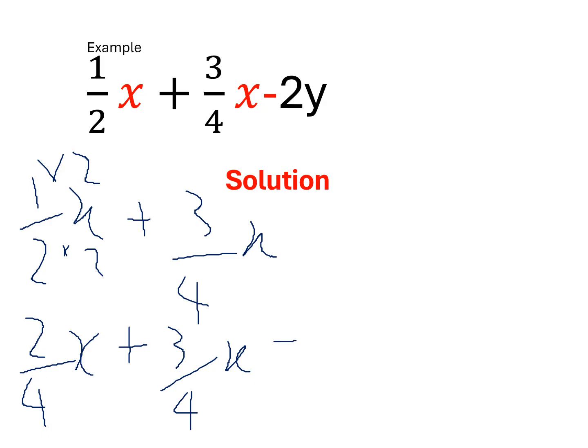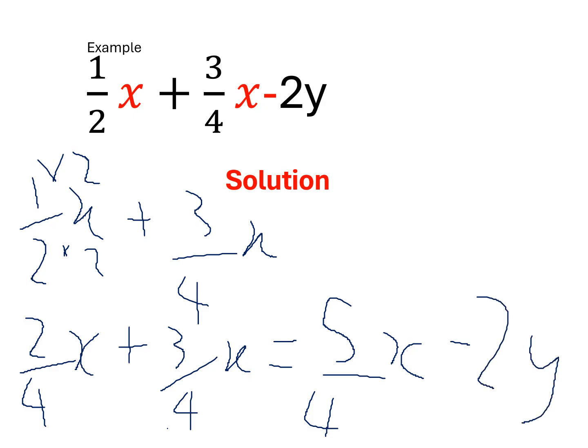And then now, because the denominators are the same, I can add the top numbers and put back the denominator. So the denominator is 4, then I'm going to add the top. So 3 plus 2 is 5. So 5x, minus 2y. Now remember, the y and the x, these are unlike terms, right? So you can't simplify any more. So that's the answer.